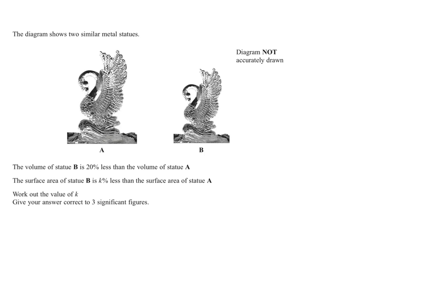The information here says that the volume of statue B is 20% less than statue A. So just writing that onto the diagram here, I'm subtracting 20% of the volume to go from A to B. If I'm doing that, I'm going to multiply by 0.8. That should be a familiar conversion for you. You're taking away 20%, that leaves you with 80%. 80% as a decimal is 0.8. So I've been multiplying by 0.8 to go from left to right. That will be my volume scale factor, my VSF.